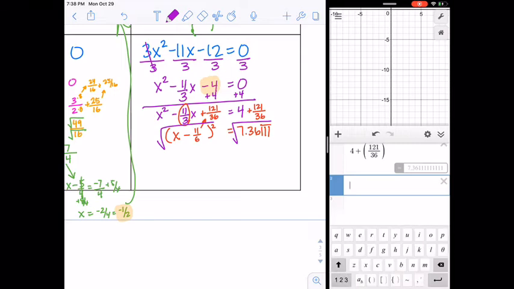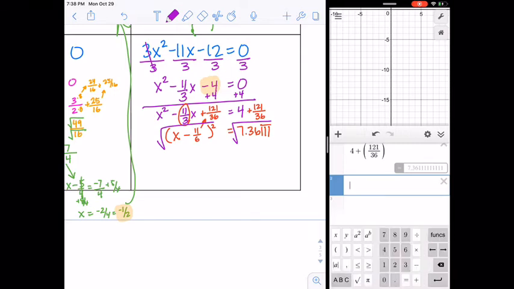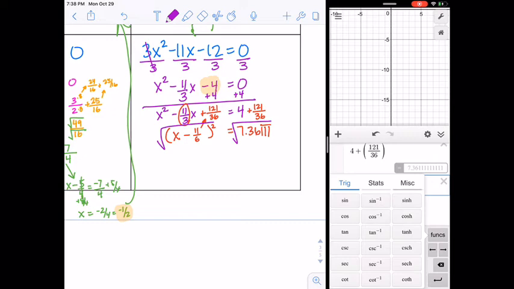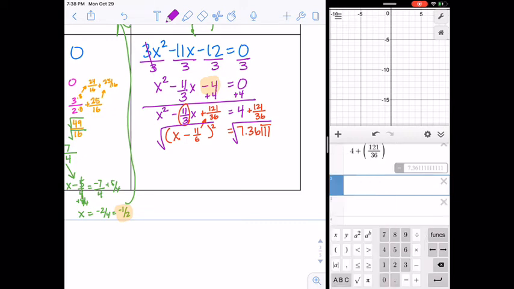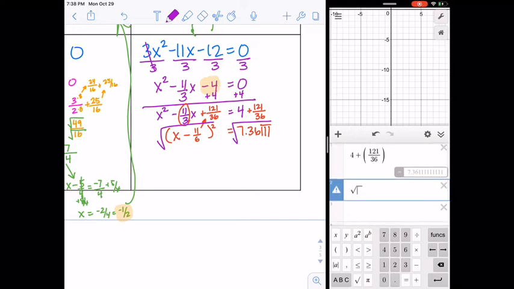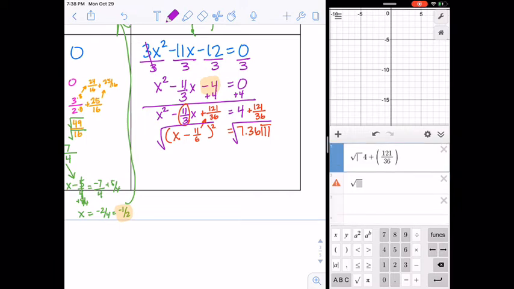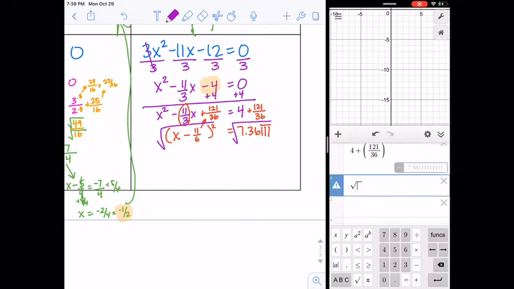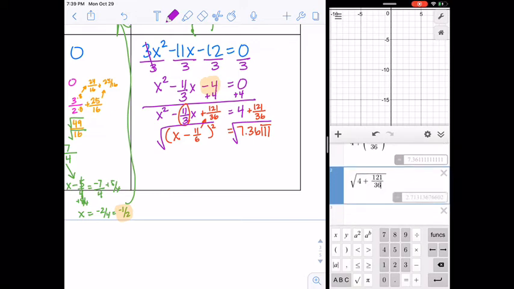Let me see here. Functions, miscellaneous. Nope, just kidding. So it doesn't look like there's an easy way to take the square root, unless it will let me just drag it. Nope, so I'm going to put the square root out here in front. Maybe not. So I need the square root of 4 plus 121 over 36. And that's going to be that crazy number.